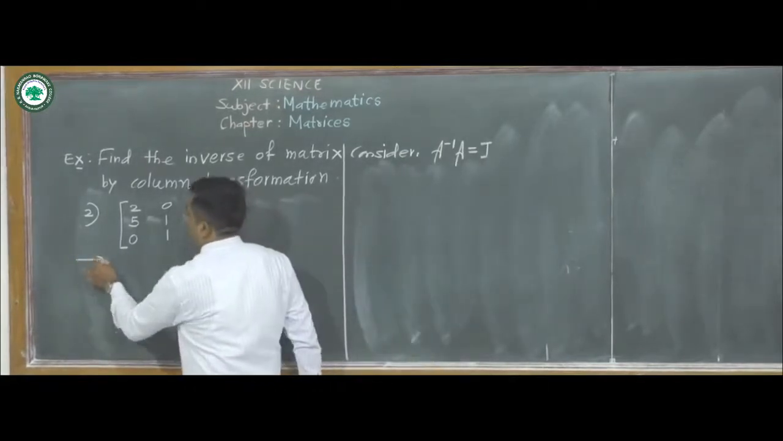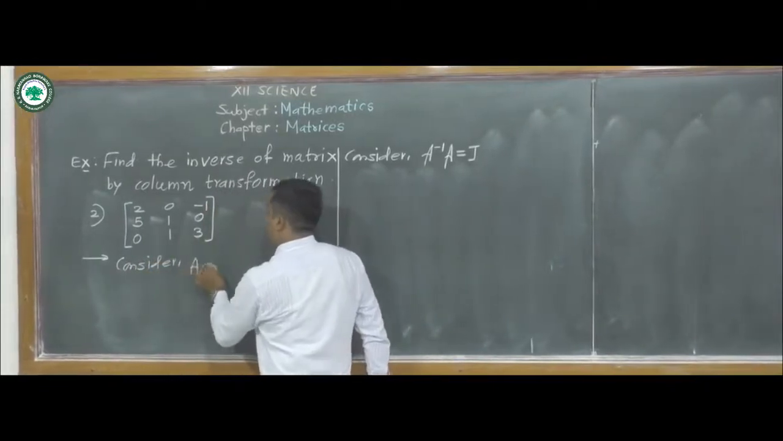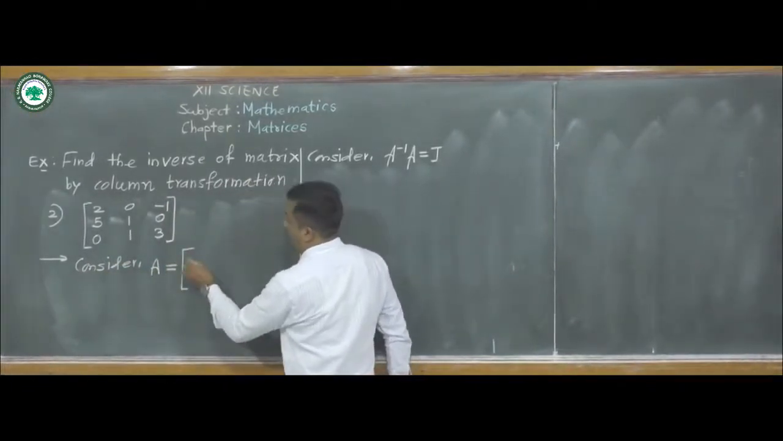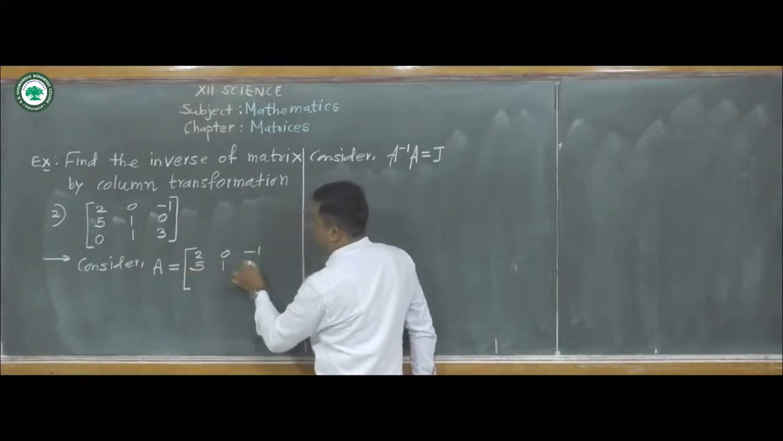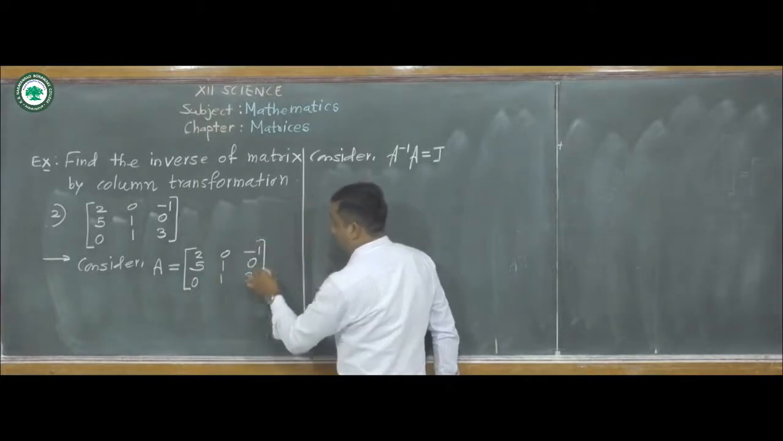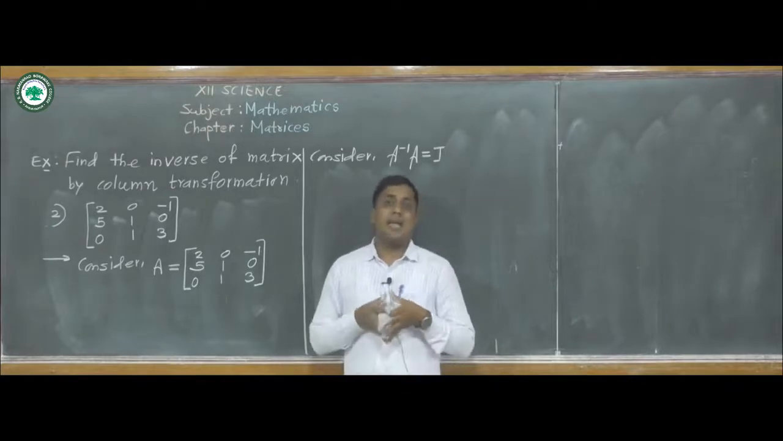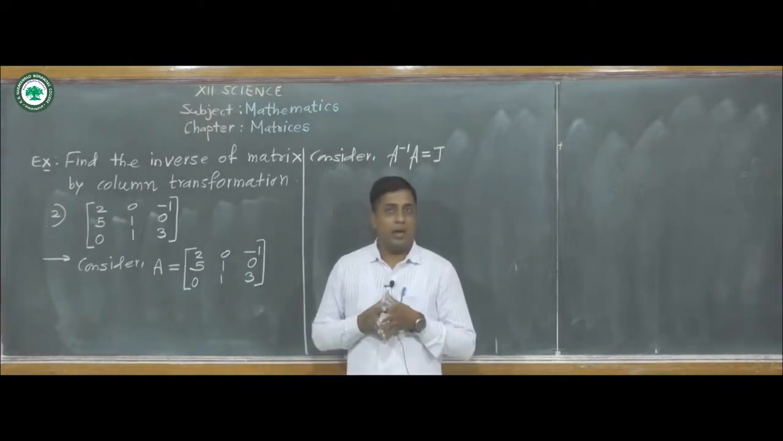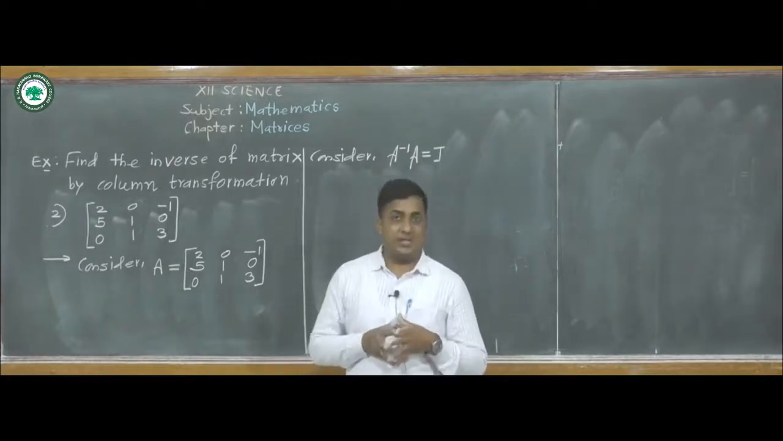Okay, consider A is equal to the matrix having elements 2 0 minus 1, 5 1 0, then 0 1 3. Firstly, we check whether the inverse of the given matrix exists or not, and to check this we consider the determinant of the given matrix.